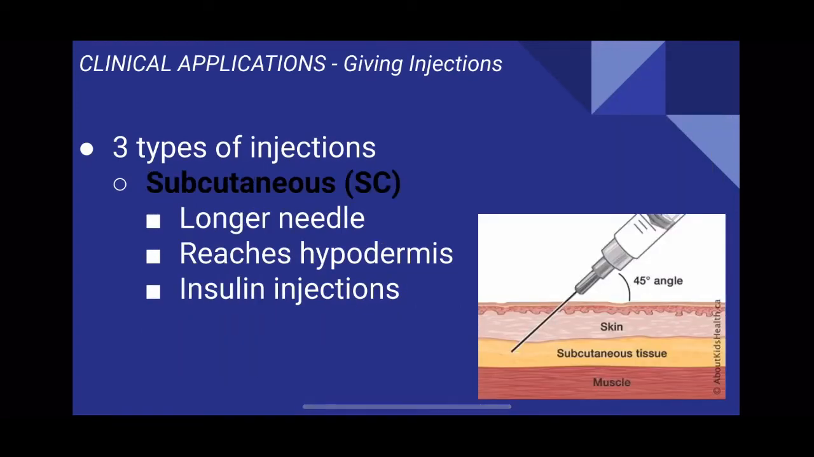The second type of injection is called a subcutaneous or SC injection. The suffix ous means pertaining to, the prefix sub means below, and the root cutane means skin. So subcutaneous means pertaining to below the skin, which is where the subcutaneous layer is located. This type of injection uses a longer needle that enters the skin at about a 45-degree angle and reaches the hypodermis, otherwise called the subcutaneous layer of the skin, for injection of those medications. This type of injection diabetics get when they receive insulin.